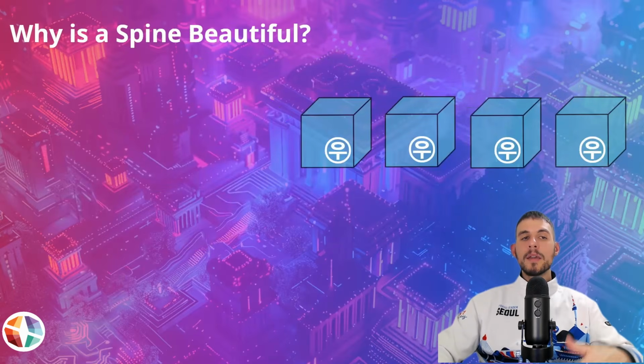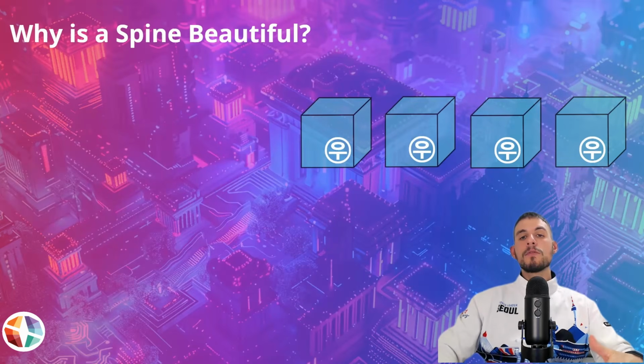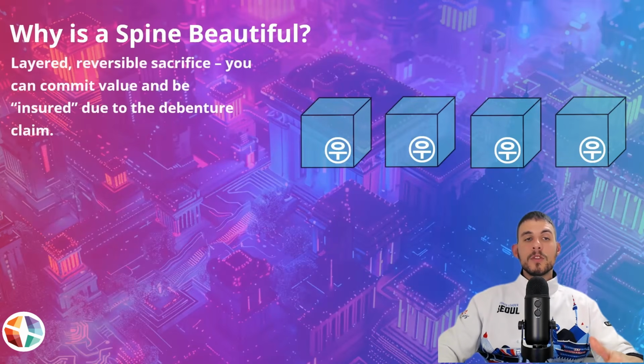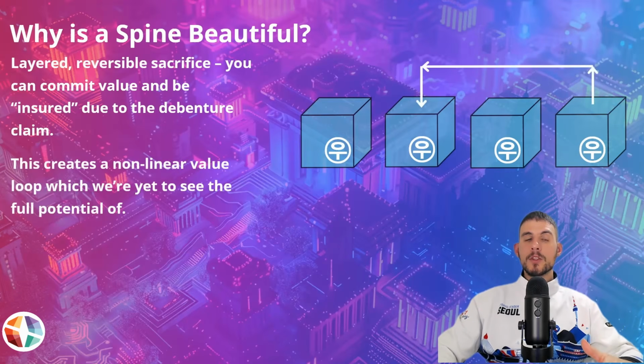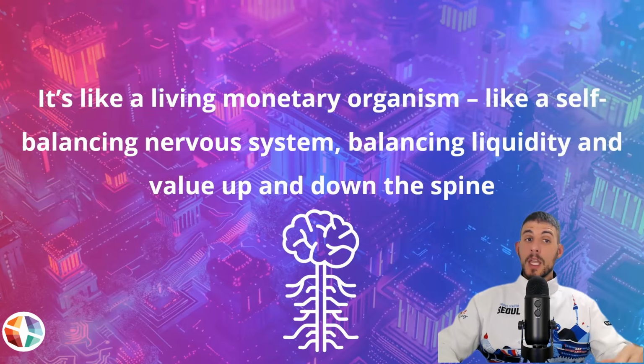Now, why is the spine beautiful? What has the V2 created? So it's basically created layered reversible sacrifice. You can commit value and be insured due to the debenture claim. This creates a non-linear value loop, which we're yet to see the full potential of. It's really like a living monetary organism, like a self-balancing nervous system, balancing liquidity and value up and down the spine.